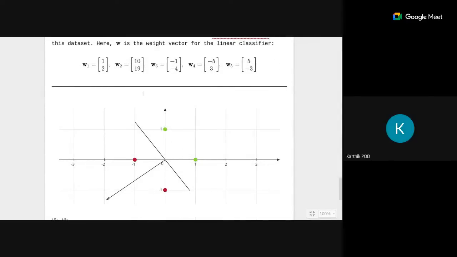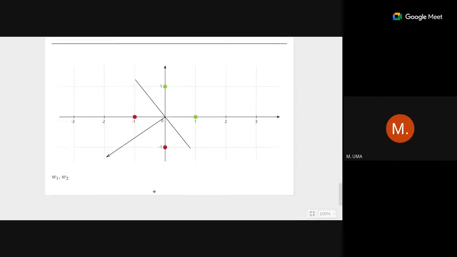Okay, quite a few of the students made a mistake on this, where they selected W3 also as the right answer. Yeah, even I guessed W3 because of the decision boundary, but they didn't care.